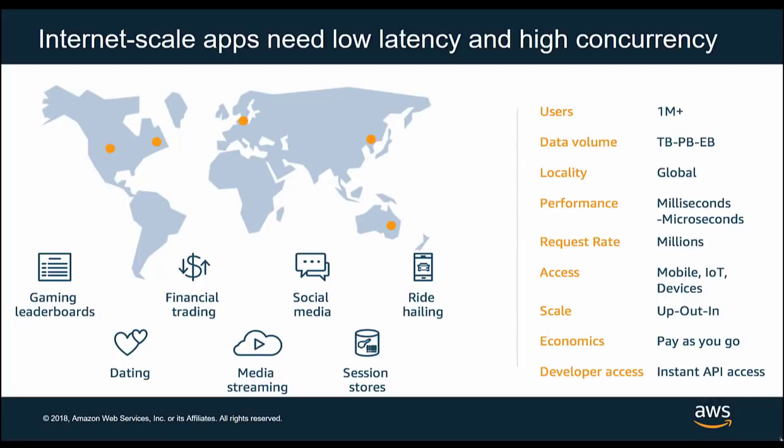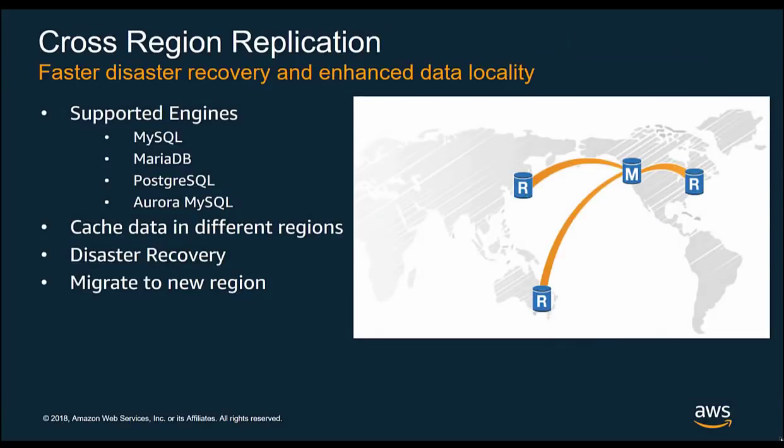So how do we do this with AWS? We do this by using cross-region read replicas. And so with RDS, we have cross-region replication available. It's supported for MySQL, MariaDB, Postgres, and Aurora MySQL. This can allow you to create readers in different regions so that it's essentially a cache of that database in a different region. So for regional customers in that area, they don't have to go all the way to the other side of the world to retrieve their read data. They're able to read it locally, and that can improve performance substantially.